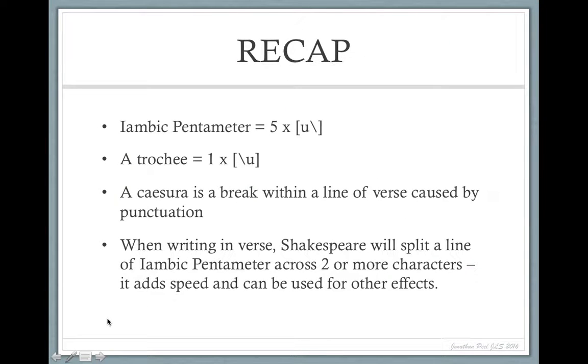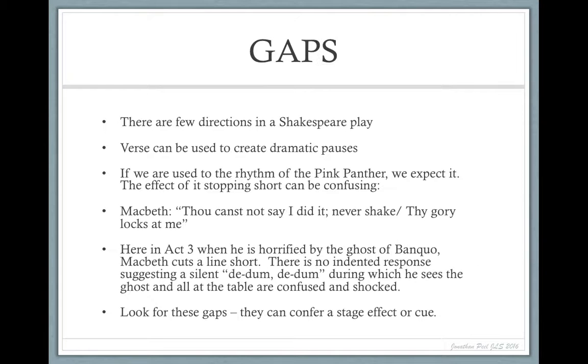So just to recap, when we talk about iambic pentameter, that simply means a line comprised of 5 of the units da-dum, so 10 syllables in all. A trochee is a single unit dum-di, the reverse of an iamb. A caesura is a break within a line of verse caused by punctuation. And also we've noticed that when writing in verse, Shakespeare will often split a line of iambic pentameter across 2 or more characters. It can add speed, urgency, and as we've seen on the previous slide, can also be used for other effects. But he doesn't always split the lines.